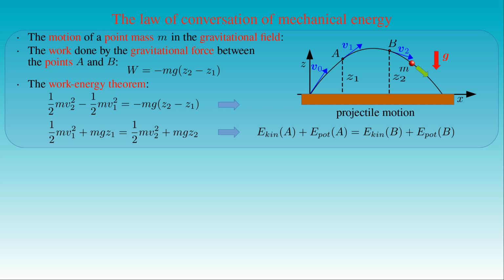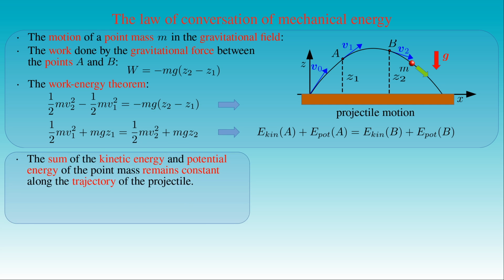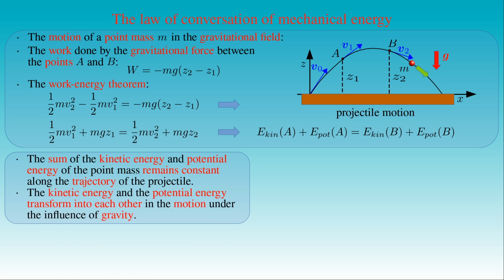Generally speaking, the sum of the kinetic energy and the potential energy of the point mass is the same at every point along its path, that is, the sum remains constant during the motion of the point mass in the gravitational field. As the projectile rises, the decrease in its kinetic energy is equal to the increase in its potential energy. As the projectile falls, the increase in its kinetic energy is equal to the decrease in its potential energy. In other words, the kinetic energy and the potential energy transform into each other in the motion under the influence of gravity. This statement not only holds for gravitational force but also for conservative forces.